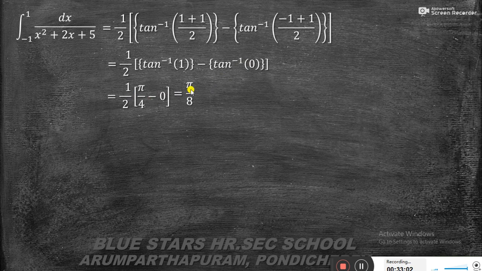So 1 by 2 into pi by 4 is pi by 8. This is the answer for the given integral. Integral from -1 to 1 of dx by x² + 2x + 5 equals pi by 8. This is the answer for the first problem, second subdivision.